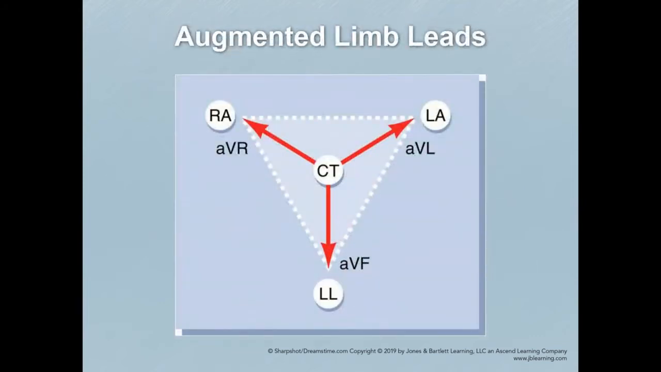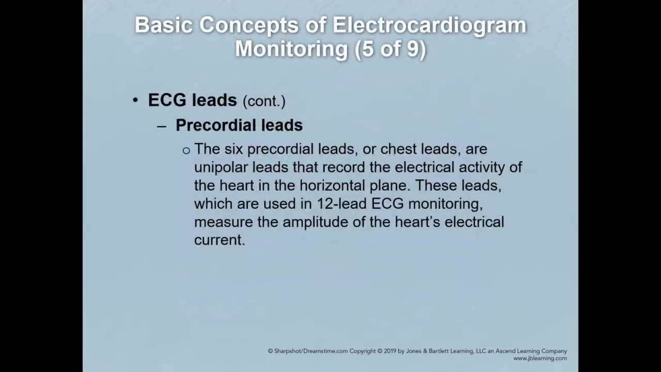Using algorithms and using current, we have that central terminal right here in the center, and that is what we're seeing. We're seeing from the central terminal traveling to the left arm, that's going to be AVL, toward the feet, that's going to be AVF, and then the right arm, AVR, which we don't use very often because there's not a lot that happens on that right side of the heart that we can typically use in an EKG tracing.